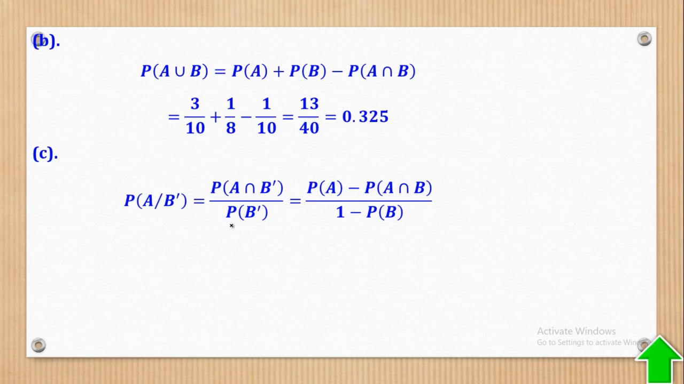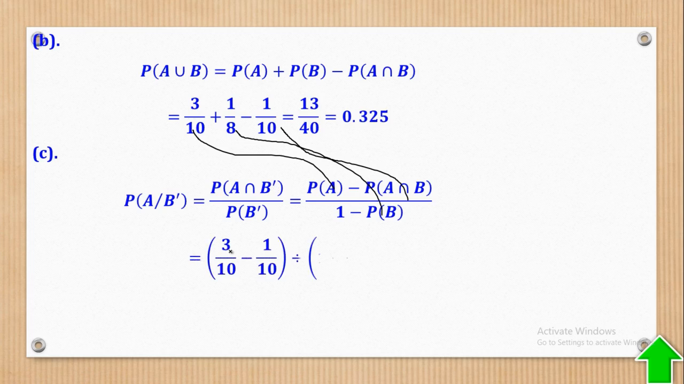Then probability of B complement, we also saw that it is equal to 1 minus probability of B. So the good thing is that we know probability of A, probability of A intersection B, and probability of B. So what you are going to do is substitute.